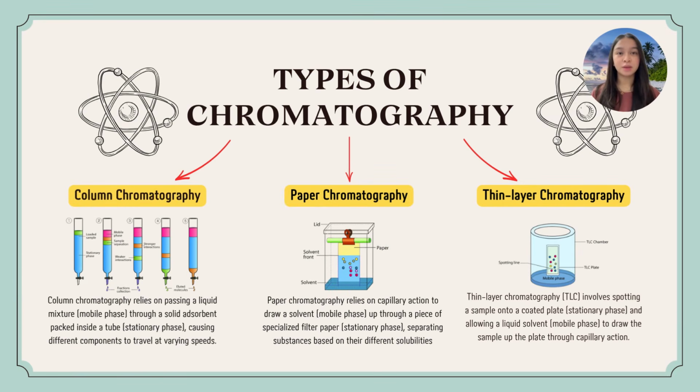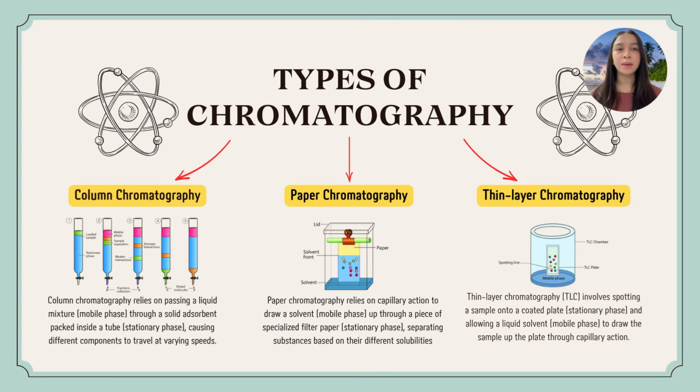Next, I am going to talk about types of chromatography. There are three types. The first one is column chromatography. It relies on passing a liquid mixture through a solid adsorbent packed inside a tube, causing different components to travel at varying speeds. Then second is paper chromatography.